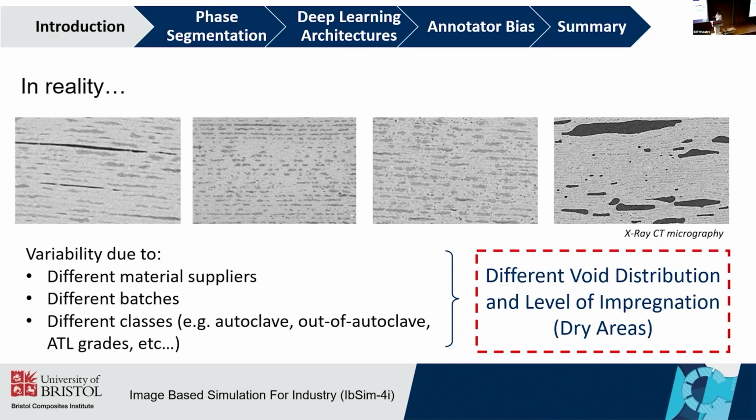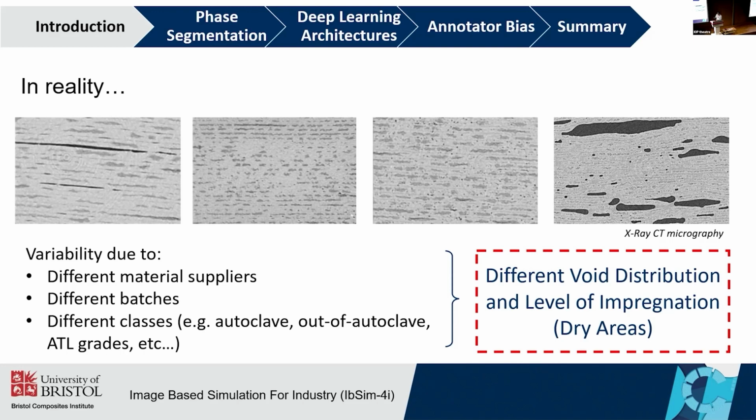So as a result, we can see that the dry areas, which are these gray values, are pretty different. The distribution of the dry areas and the interlaminar voids are pretty different, depending on which material we are using, and that relates to the level of impregnation and the void distribution in the materials.